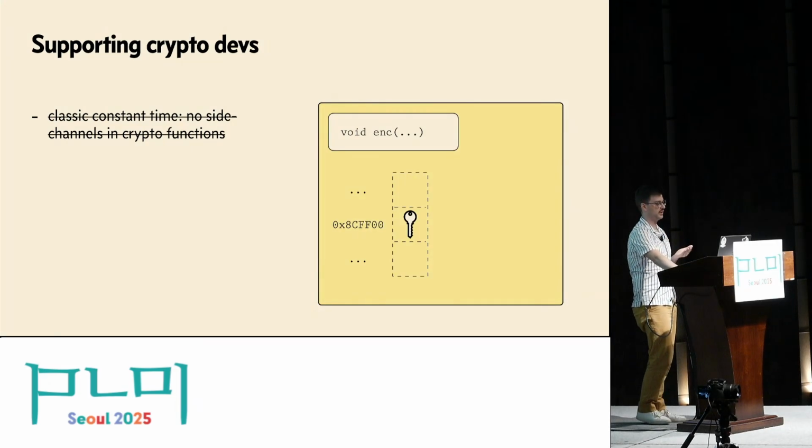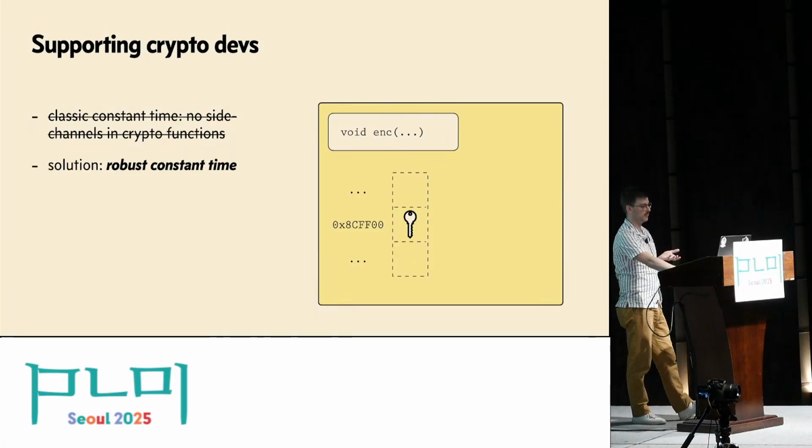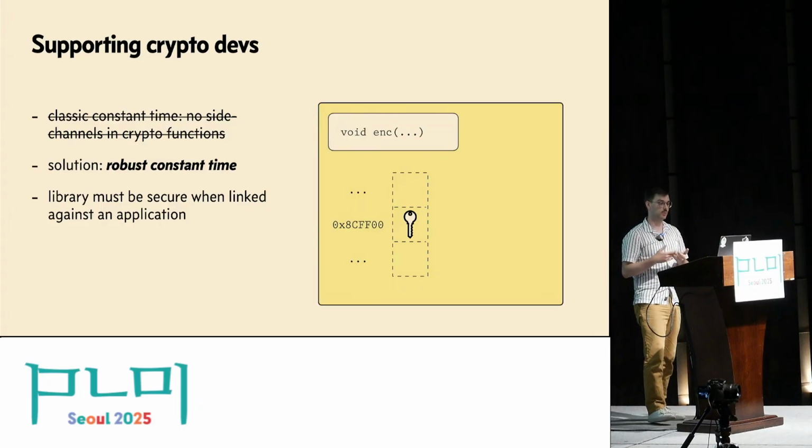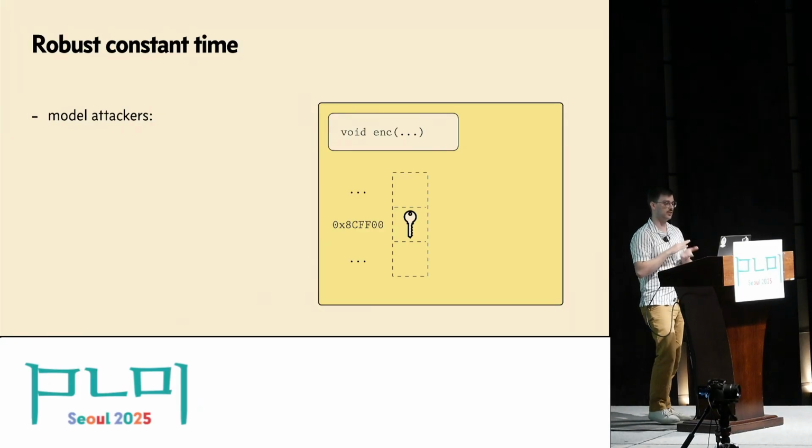So we propose instead that the security property that you really care about is what we call robust constant time. That is, the library must be secure when linked against an entire application. And by switching to this setting, this lets us model different attackers.